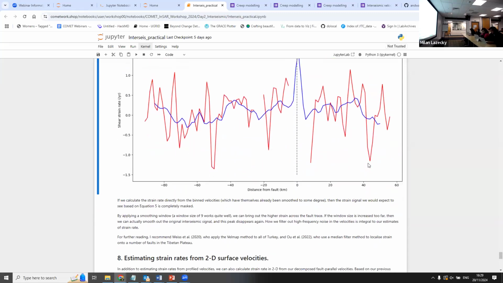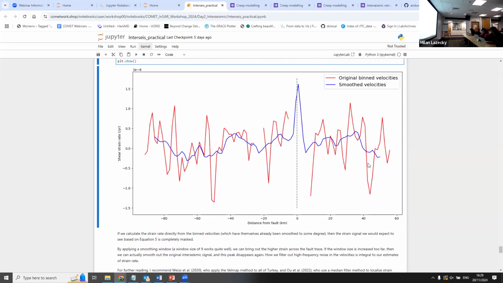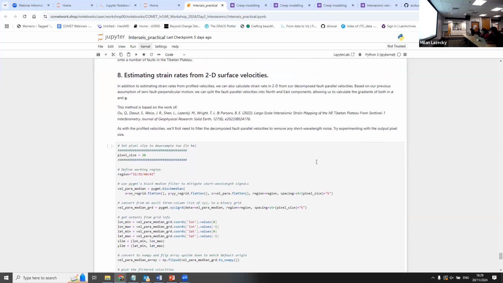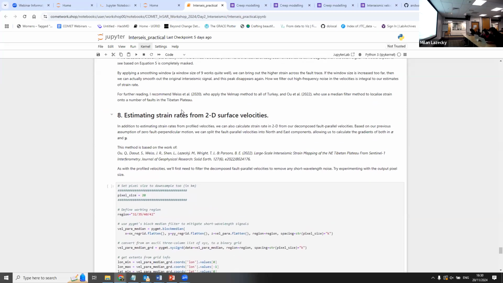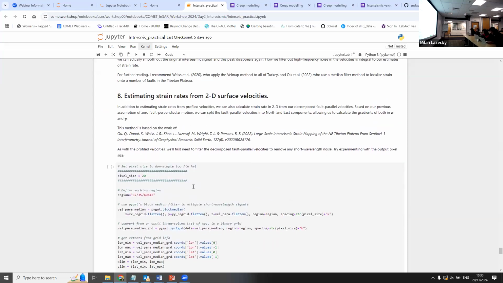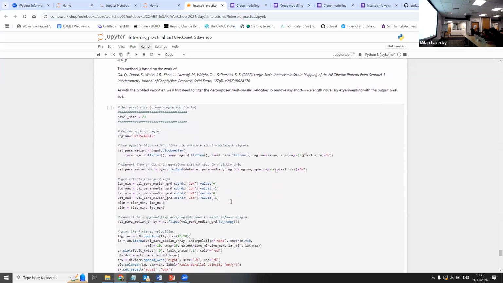We can also estimate strain rate from 2D surface velocities. There are some methods that can help you do that. For example, you can read some methods from this paper. You can get some methods to estimate strain rates. And remember, there are also other papers that tell you how to calculate strain rate. Just read some papers.